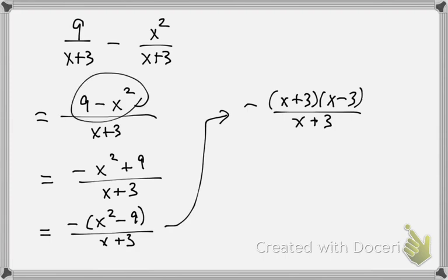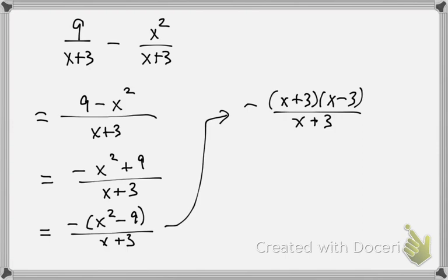Now, you could have factored 9 minus x squared directly as 3 plus x, 3 minus x, and that would work. But it's better to stay consistent, write in descending order, factor out a negative if the leading term is negative, and then go from there.